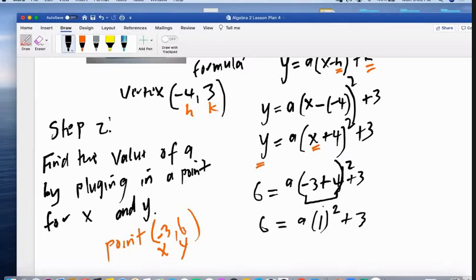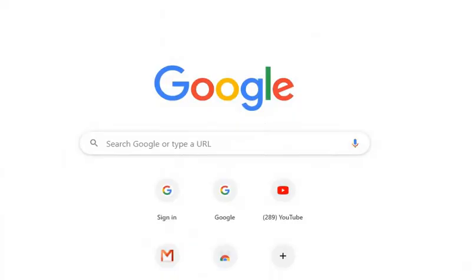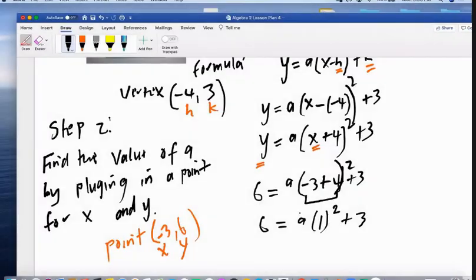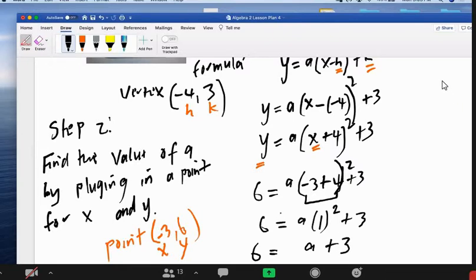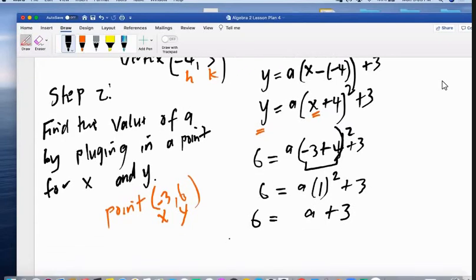Next step, we're going to now square, because you want to square first before you multiply times A. PEMDAS, parenthesis, exponents, and then multiplication. So now we do 1 squared. What is 1 squared equals? 1. And what is 1 times A? A, just A. Some of you might say 1A, but 1A is the same thing as A. You see that? So this becomes a simple equation. Can everyone see this as a simple equation?